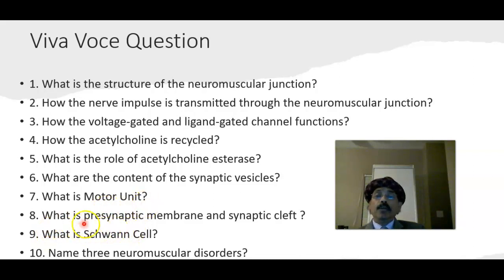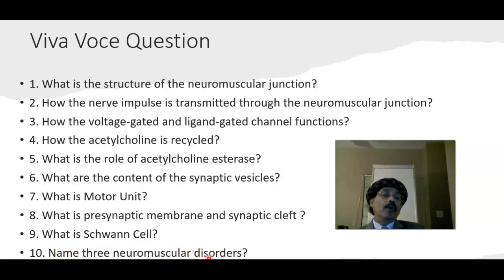What is the presynaptic membrane and synaptic cleft? The presynaptic membrane is the part of the axon terminal. It has dense body, active site, and through the presynaptic membrane, synaptic vesicle comes out. Actually it is diffusing out to the synaptic cleft by means of exocytosis. What is a Schwann cell? Schwann cells are the cells in the peripheral nervous system which produce myelin around the axon. So myelin is absent in the axon terminal, but there is some Schwann cell there.